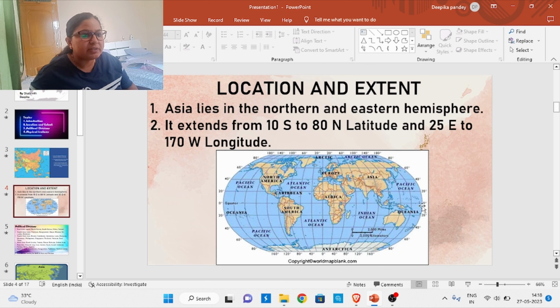Now you can also see the different latitudes being marked here. 0 degree shows the equator, then 20 degree, 40, 60, like this, right? And if I talk about this 0 degree, it divides the earth into 2 equal hemispheres, isn't it? The northern and the southern. Okay, and from your observation you can see that Asia lies in the northern and the eastern hemisphere, right?